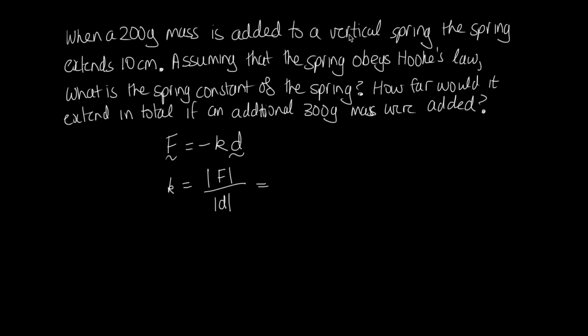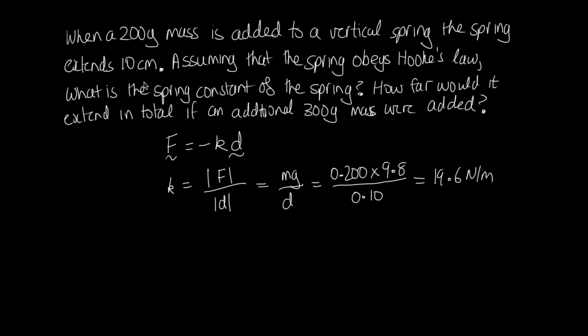Now in this case, because it's vertical, the force which is acting upon it when the mass is added is just going to be the weight force. So the size of this force is going to be mg, and then we need to divide it by the distance it extends. So now we can substitute in. We know it's a 200-gram mass, so let's use SI units. So that's 0.200 kilograms, and we know that g is 9.8. Then we'll divide by the distance which it extends, which is 10 centimeters, so in SI units, that's 0.10 meters. And solving this on the calculator, I get 19.6 newtons per meter.